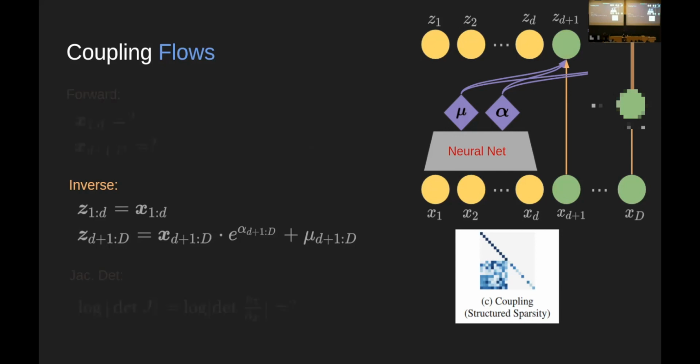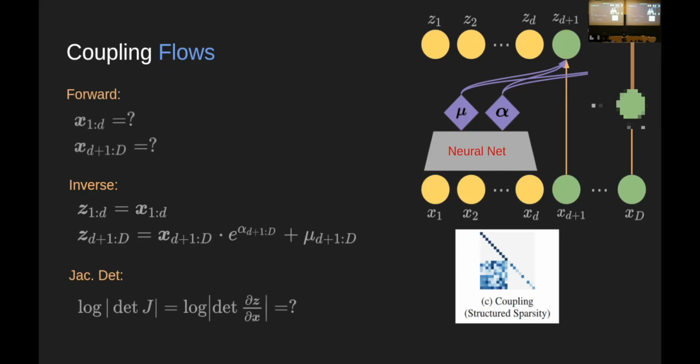So what I want you to do now is try to derive the forward pass of this, which is the inverse of the inverse, and the Jacobian determinant. I think we can take 5 minutes. So I think maybe we should get going again.